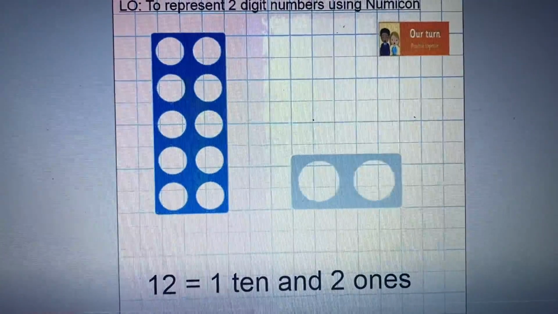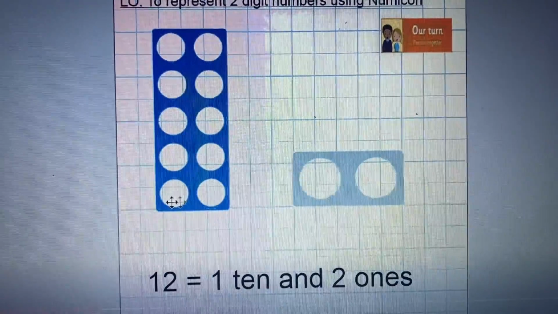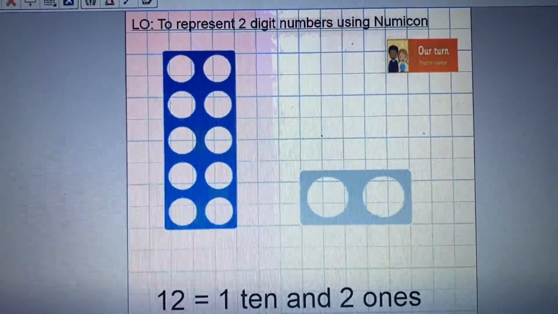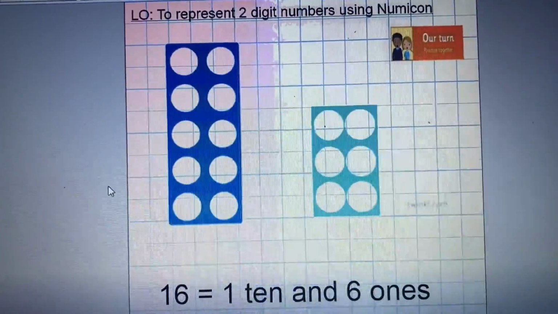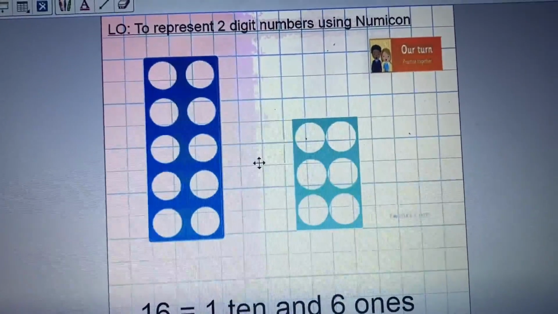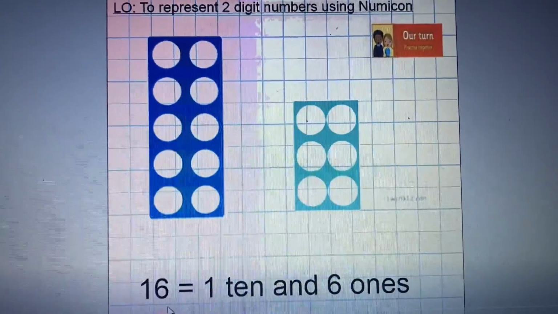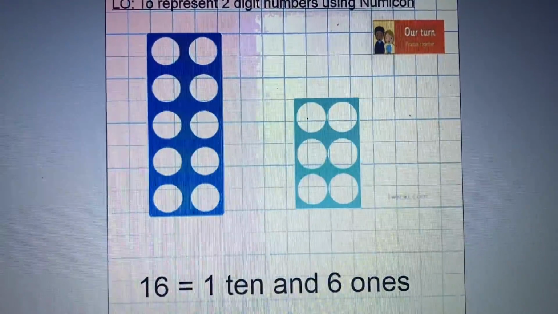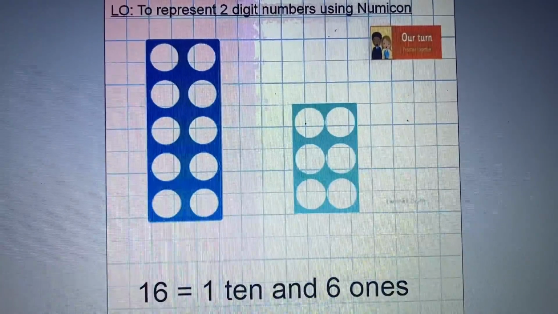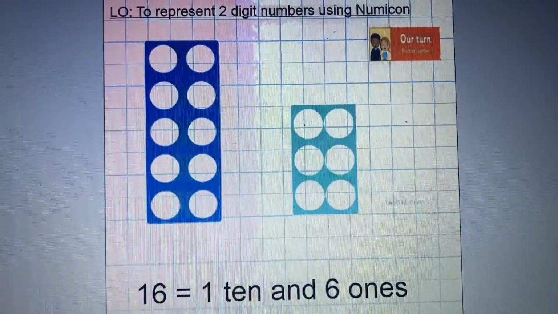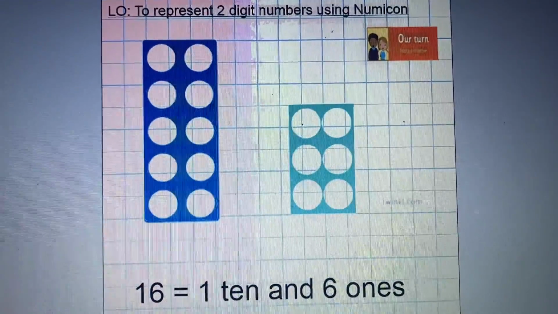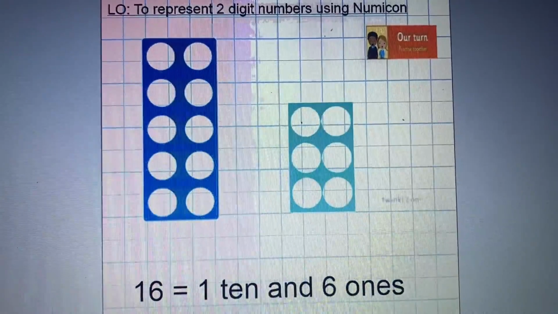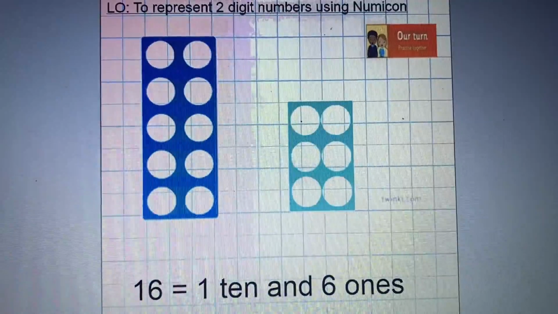So the next one, 12, 1 ten and 2 ones. And the final one, 16. We've got 1 ten and 6 ones. So 16 equals 1 ten and 6 ones. Well done. Now it's your independent chilli time. So I'm going to put the chilli 1, chilli 2 and chilli 3 challenges on the board for you to complete. And I'll see you tomorrow for some more place value. Well done, guys.